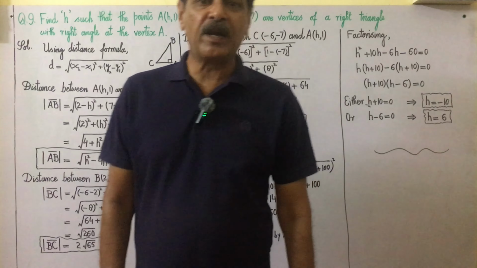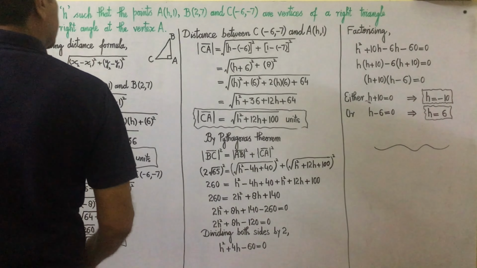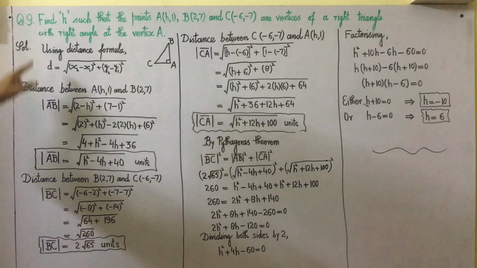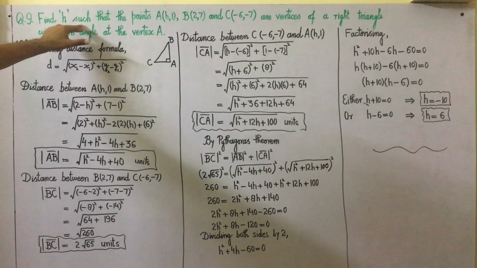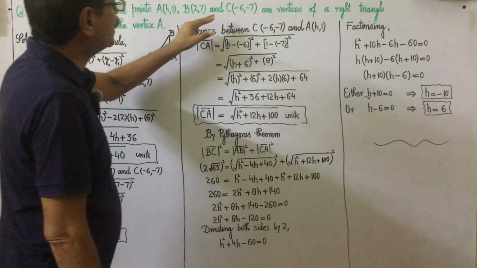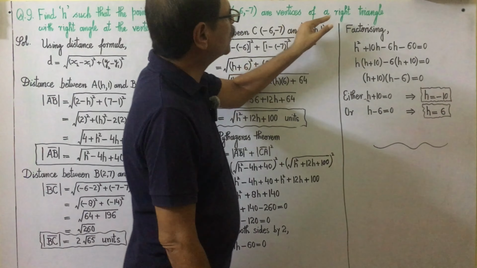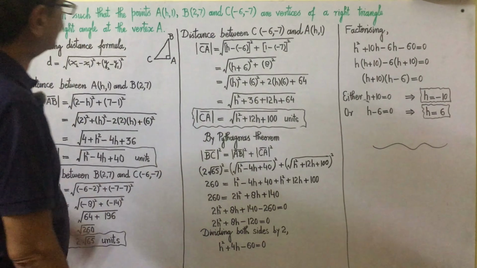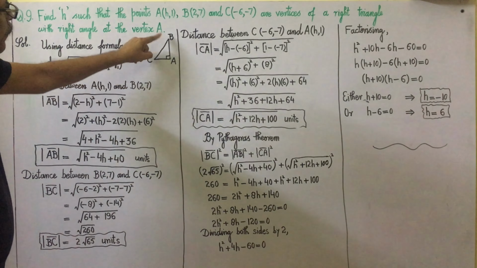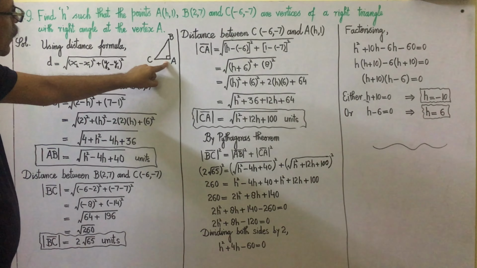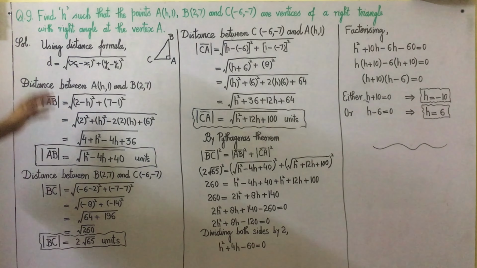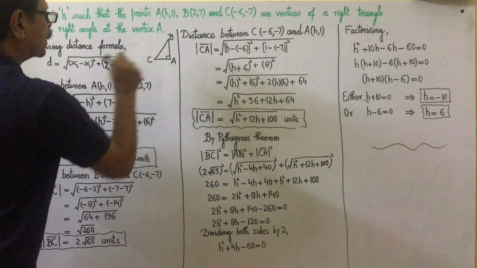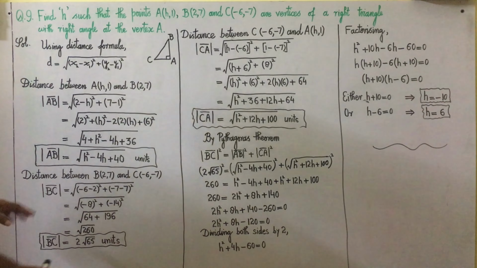Good morning, students. Exercise 7.1, question 9. Find h such that the points A, B and C are vertices of a right triangle with right angle at vertex A. ABC is a right triangle and the right angle is at vertex A. This is vertex A, here is the right angle.